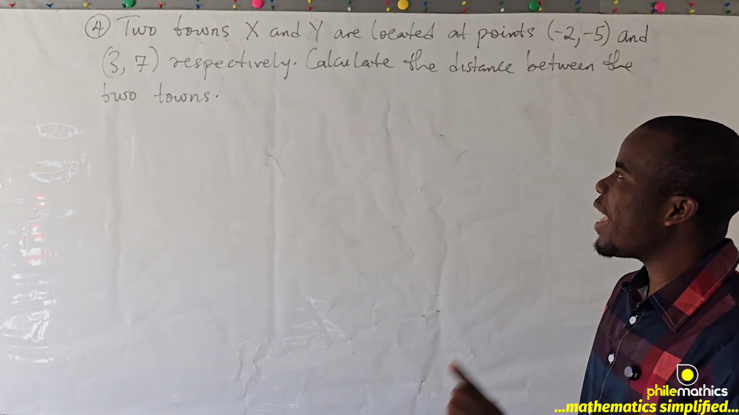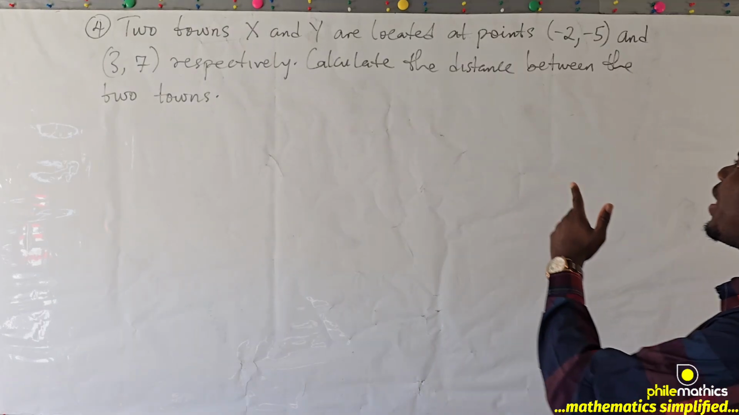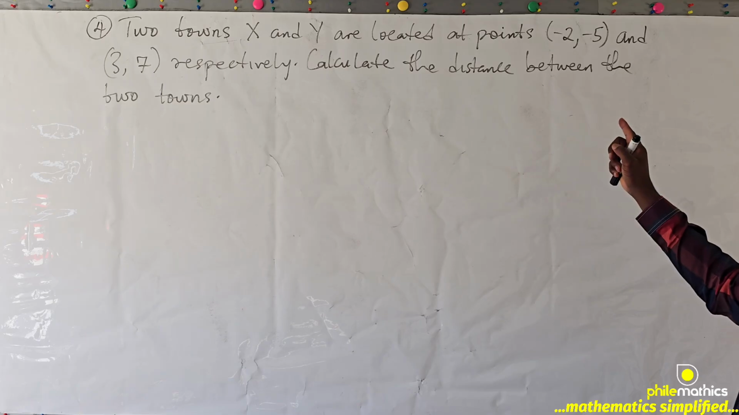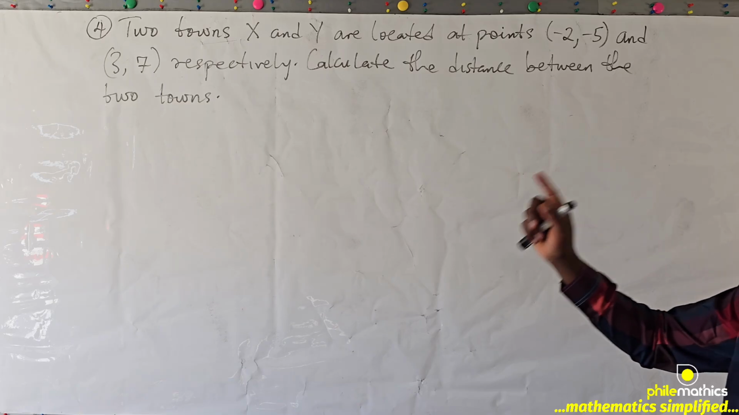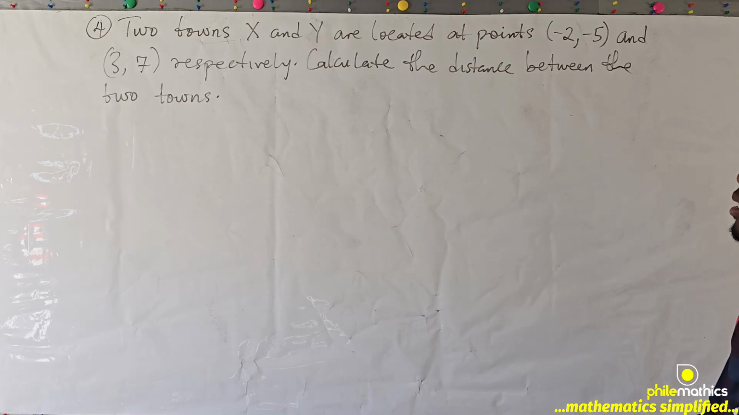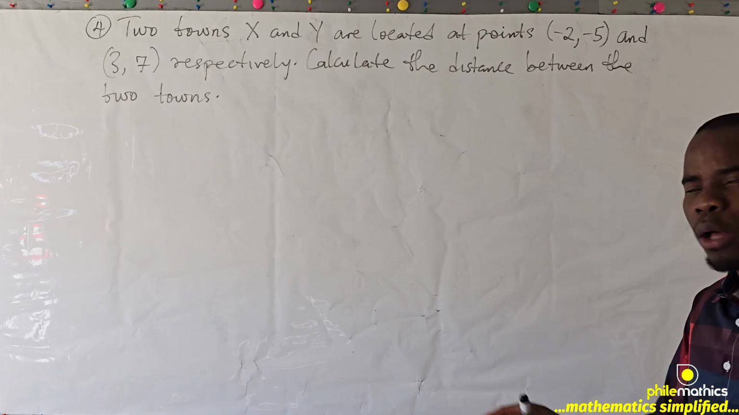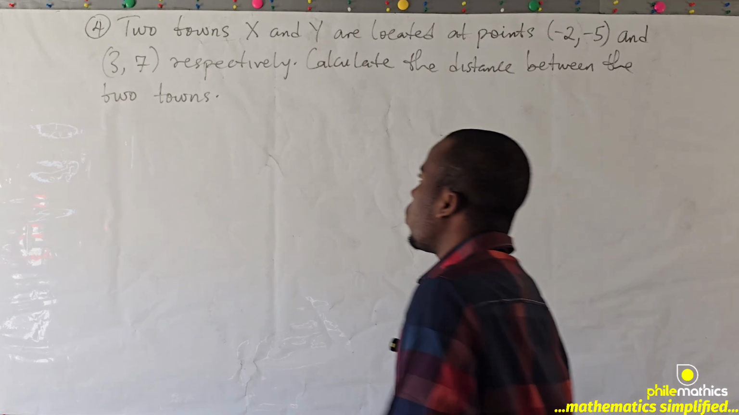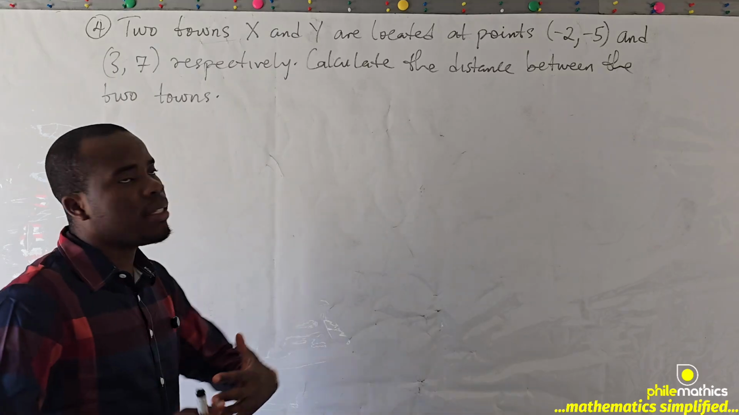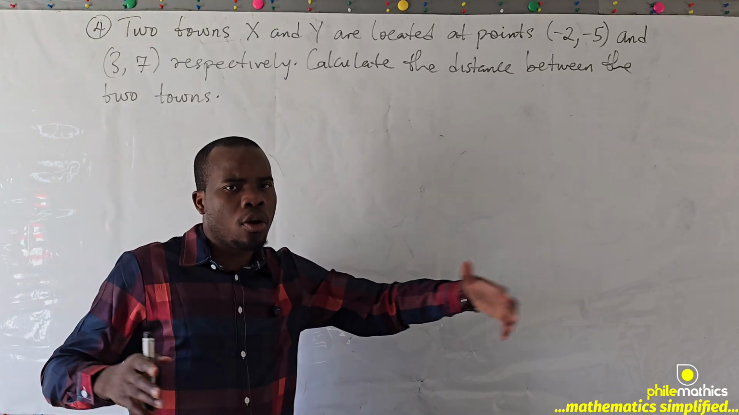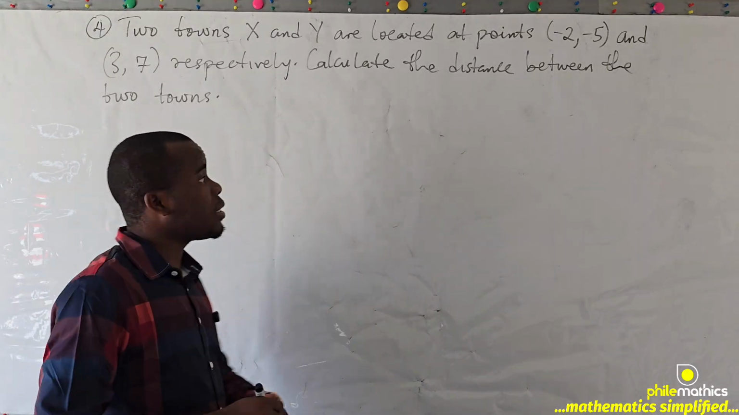Two towns, X and Y, are located at points -2, -5, and 3, 7, respectively. Calculate the distance between the two towns. So there's a formula for calculating the distance between 2 points on the coordinate axis.